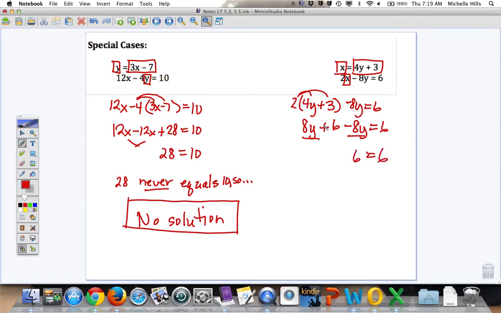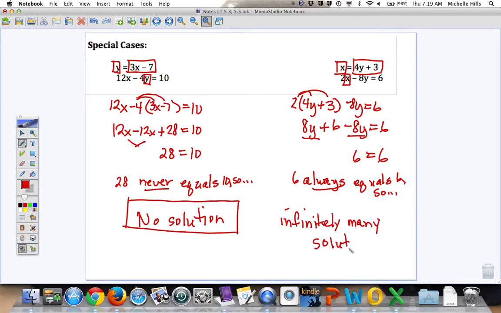Make sure you're paying attention to the signs. If this was a minus 6, then it'd be negative 6 equals positive 6, which is never going to be equal, so it'd be no solution. But positive 6 always equals positive 6, so this is infinitely many solutions.